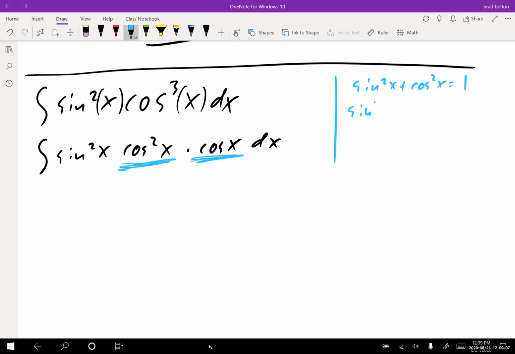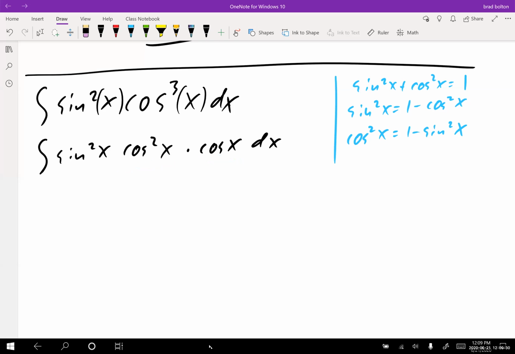So you could solve for sine squared x and you get 1 minus cosine squared x, or you could solve for cosine squared x and get 1 minus sine squared x, whichever you need for whichever problem. But in both cases, you need it to be an even power, a squared, a fourth, a sixth, whatever the case may be. When it gets above squared, there's just a little more work to it, but that's the general idea behind it.